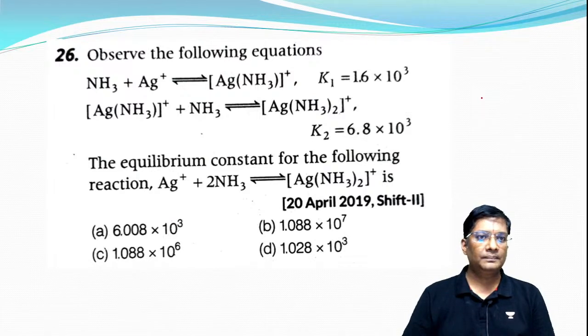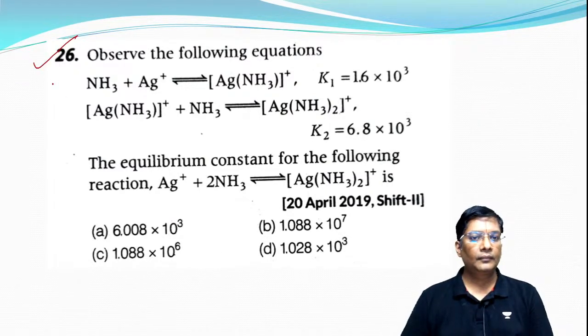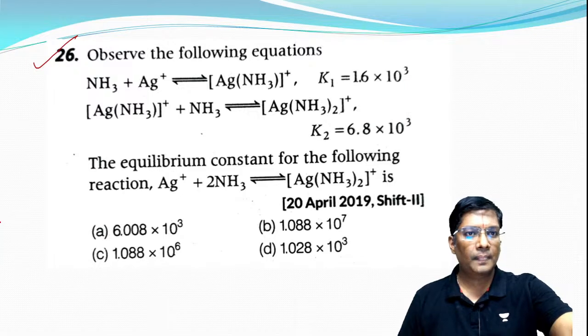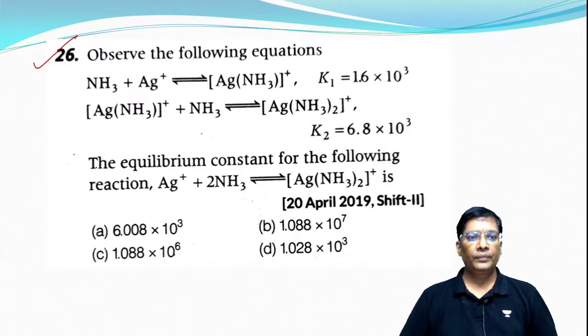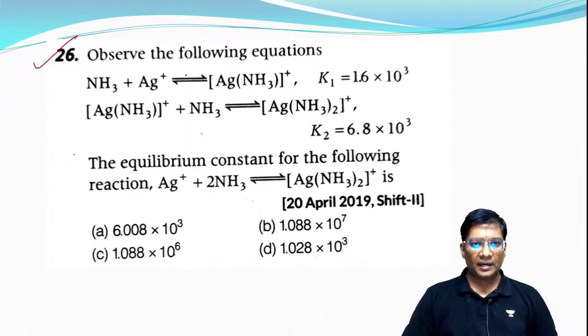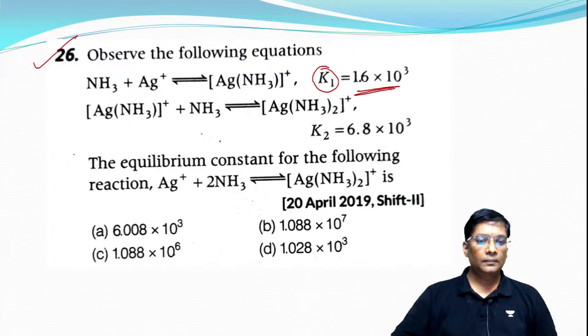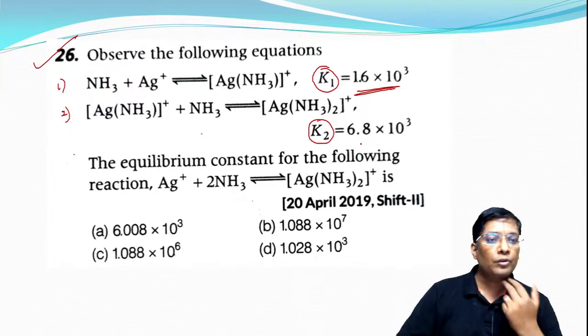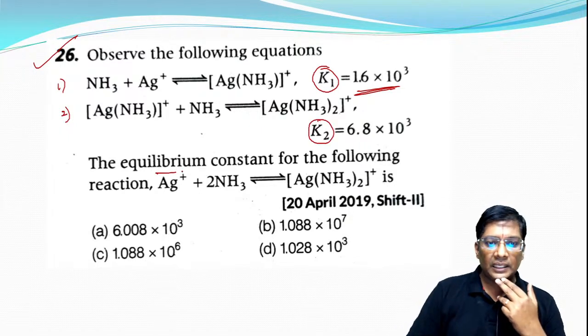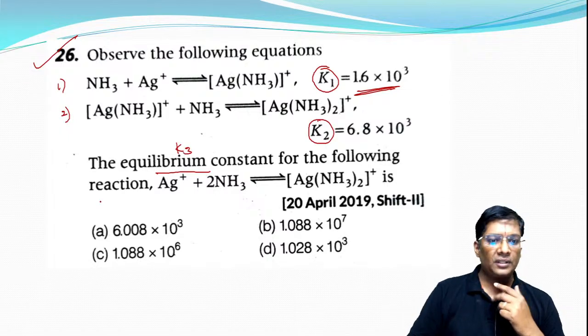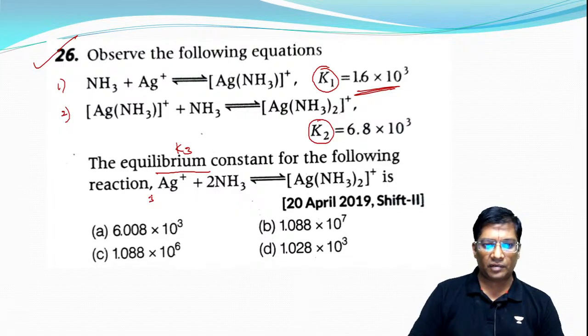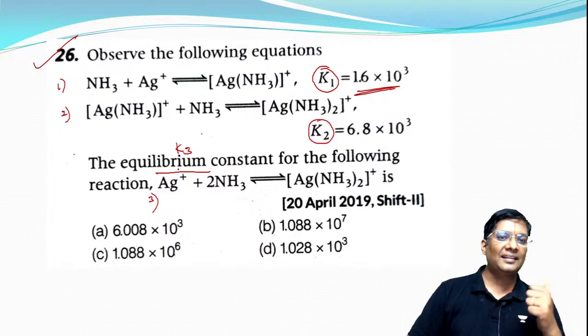Coming to the next question. Observe the following equations. NH3 plus Ag plus, reversible, gives rise to this one. For this they have given the equilibrium constant K1. For the second equation, the K2 is this. Finally, they have given the equilibrium constant K3 for the third equation. So what is K3 for this equation? That is what they asked.